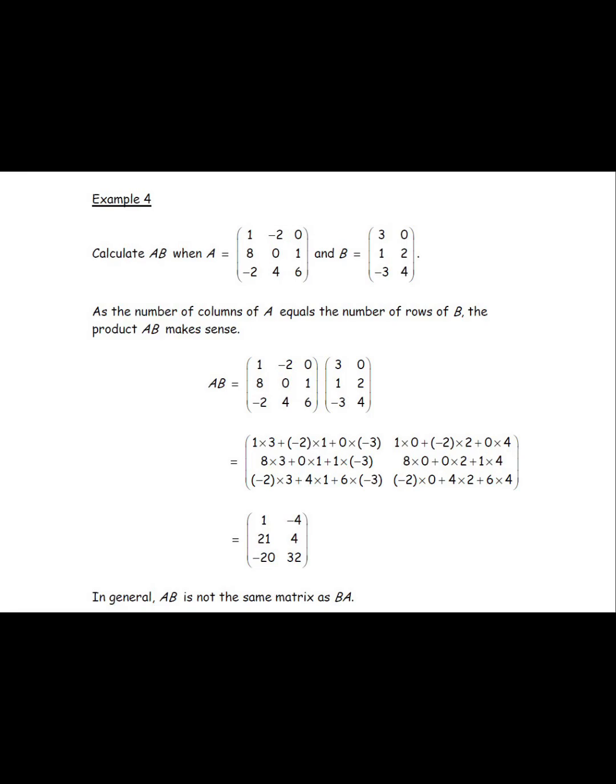And there's a key point, which is that matrix multiplication is not commutative. So switching the order will give a different result or may be undefined.